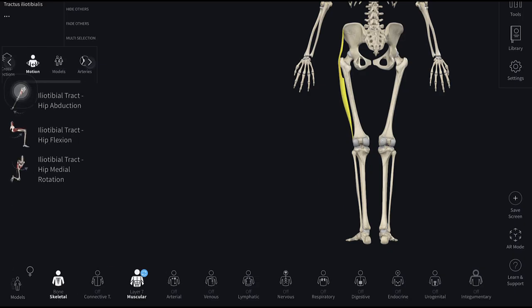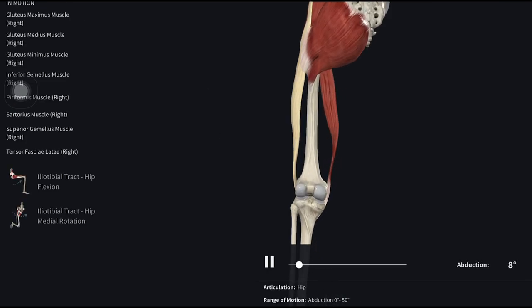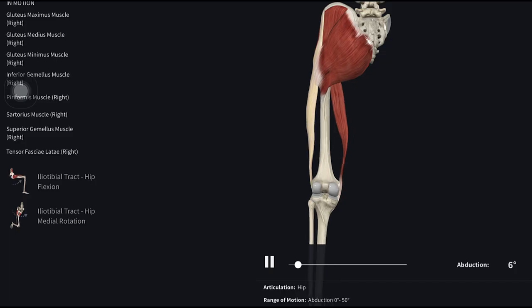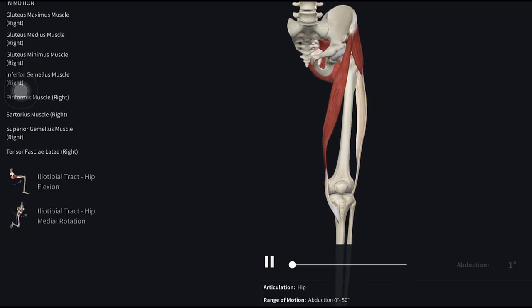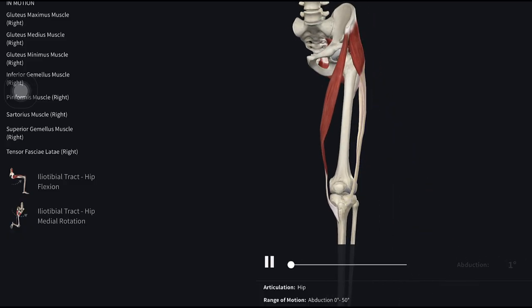So the first important action is abduction. Take a look. So this is the muscle we are referring to, because all the inferior attachment is inserted to the iliotibial tract. So this is abduction, like you swing your thigh away from the midline. This is the major action. For the other two, the flexion and the medial rotation, they are quite weak, right?